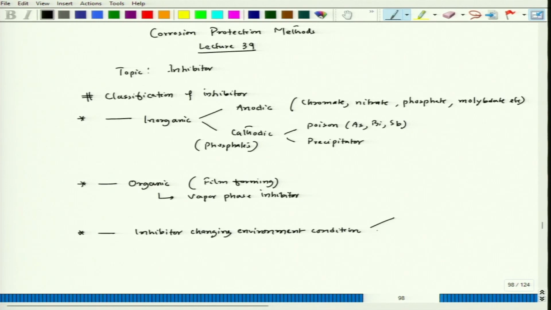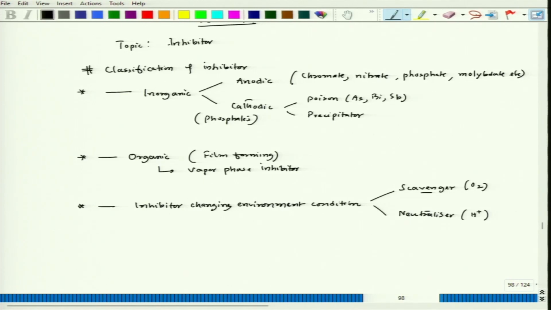So there could be two variations. One is scavenger, another one is neutralizer. As the name suggests, scavenger means it scavenges out some of the corrosive agents like oxygen, or neutralizer is which neutralizes hydrogen ion and then reduces the acidity of the solution. So these are broadly some of the classifications. Now the mechanism how it works, let us look into that part.